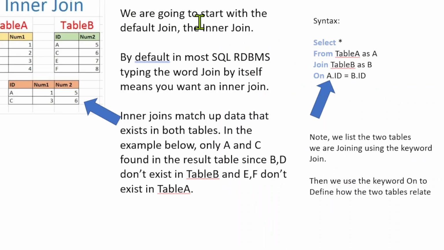So inner join is, like I say, the default in most SQL RDBMSs. I don't know of one where it's not default. I'm sure there could be one out there, but I don't know about it. So just typing the word JOIN by itself means you want an inner join. You don't have to actually type the word INNER JOIN. You can, but you don't have to.